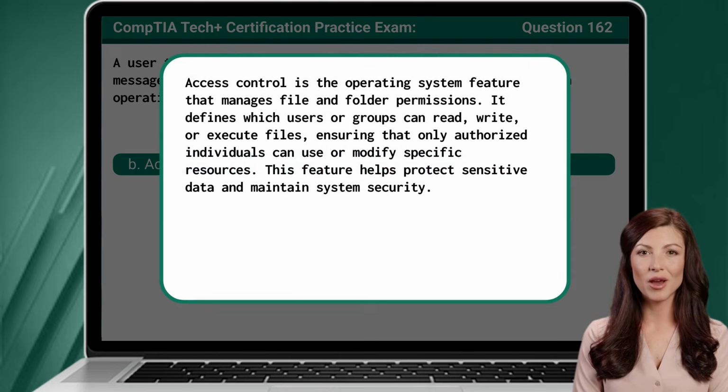Access control is the operating system feature that manages file and folder permissions. It defines which users or groups can read, write, or execute files, ensuring that only authorized individuals can use or modify specific resources. This feature helps protect sensitive data and maintain system security.